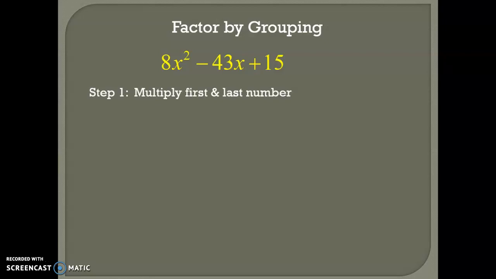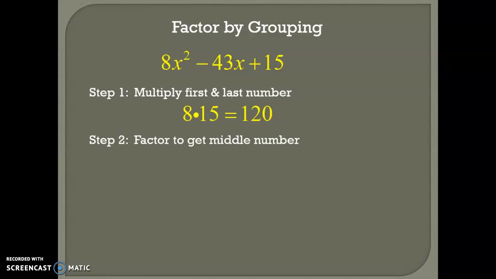The first one is called factor by grouping. So here's our expression that we're going to be using. Step 1 is to multiply the first and last number. We're going to take our 8 and our 15, multiply those two together, and that's going to equal 120.